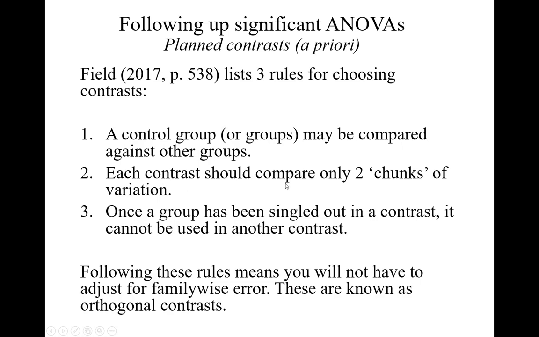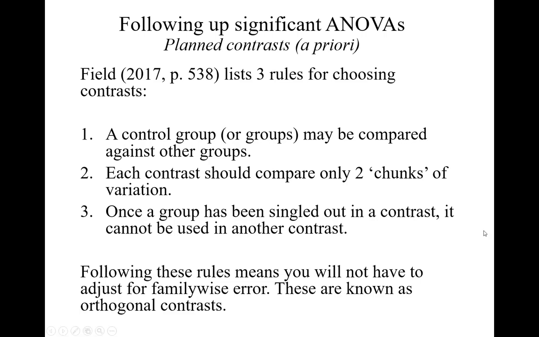Secondly, each contrast should compare only 2 chunks of variation. An important thing here is that he's using the term chunks. So we're not necessarily just saying to compare 2 groups at a time. You'll see in a moment that we'll actually be able to compare chunks, which could be a couple of groups or several groups stuck together. So in the example we're going to have in a minute, we compare the control group to the non-control groups as one comparison: the control group versus the puppies, regardless of how long they did it. That's the 2 chunks we're talking about, and we'll unpack that a little more in a moment.